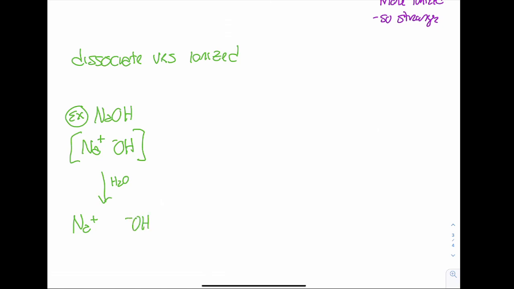So they were associated and I'm dissociating them. I had ions to begin with, right? This has a charge, this has a charge. And all I'm doing is taking those two charges and separating them.